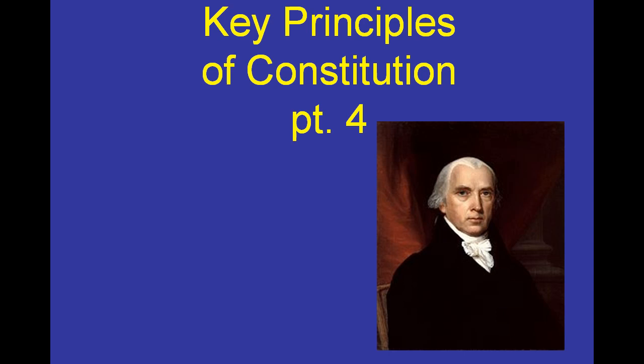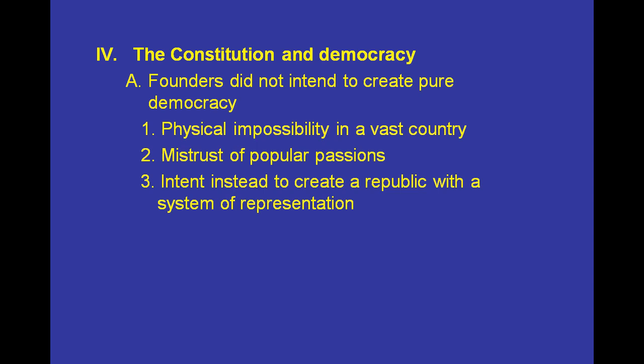The Founders did not intend to create a pure democracy. They looked at the physical impossibility in a vast country of setting up a pure democracy. They mistrusted popular passions, what they called a mobocracy. The intent instead was to create a republic with a system of representation, whereby extending democracy as far as possible, while at the same time controlling the passions of the people.